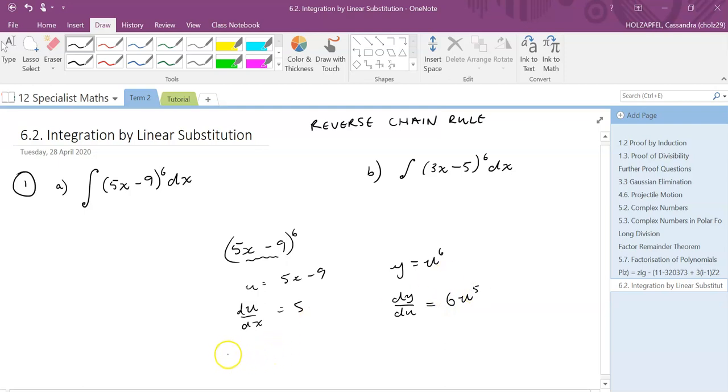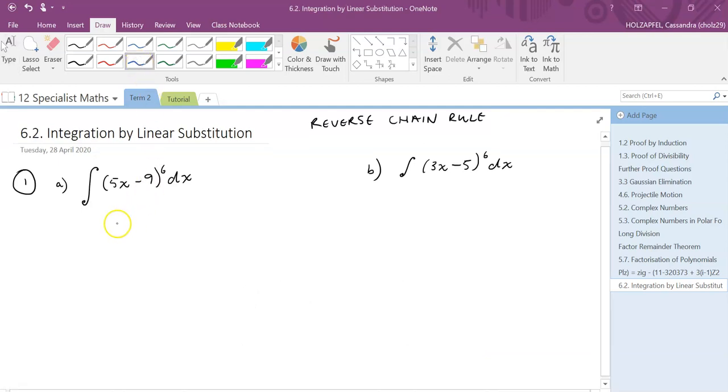Then I would use my chain rule. So my chain rule is dy/dx is equal to du/dx times dy/du. By doing that, effectively, algebraically, I'm cancelling out those two terms to be left with dy/dx. So I have 5 times 6u to the power of 5. Then I would substitute that inside function back in to get 30(5x − 9) to the power of 5.